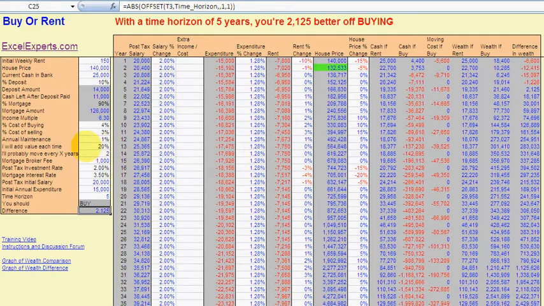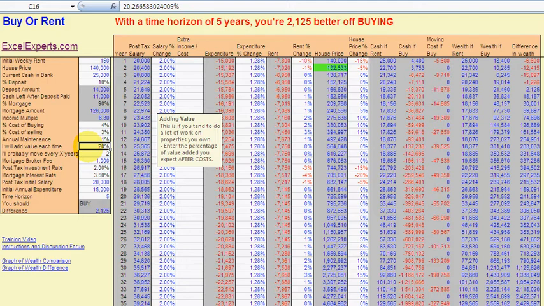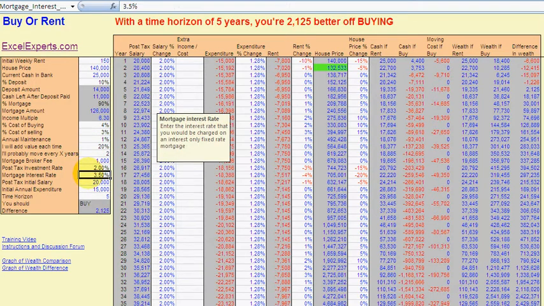And have a look at this. If we manage to add 20% after costs every time we buy, and we move every 2 years, then on a 5-year time horizon we can actually be 2,000 better off buying. So these are some of the things that you can do. You can GoalSeek for anything. Think of a question: what happens if my mortgage rate goes up here and I end up in massive debt? Solve for the mortgage rate. So these are some of the things that you can do.